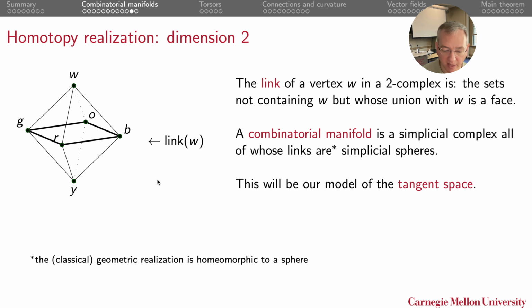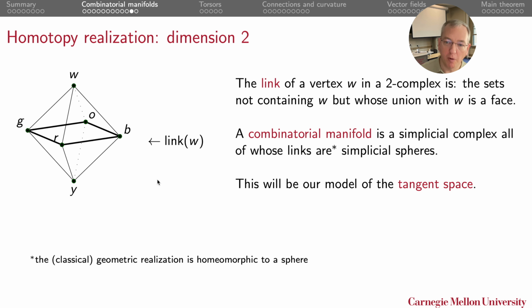So that's how that language works. And classically, again classical from the 20th century, a combinatorial manifold is a simplicial complex, all of whose links are simplicial spheres, like this one, like the octahedron. They're all simplicial circles, polygons. And when I say sphere, it means the geometric realization is homeomorphic to a sphere. That's the fine print there.